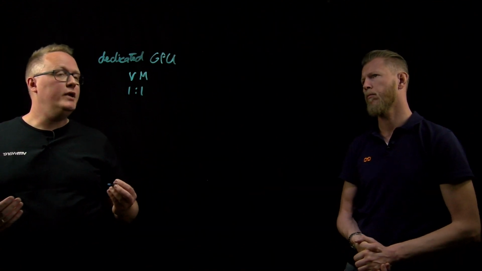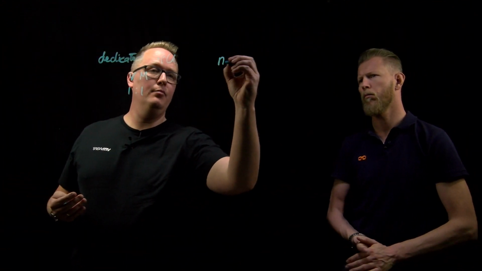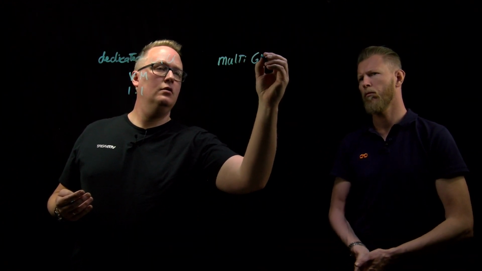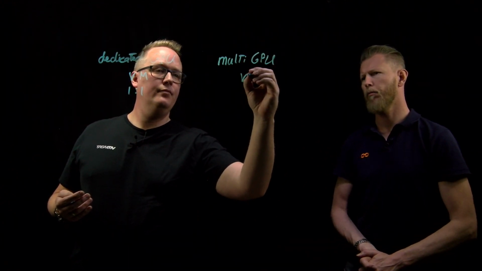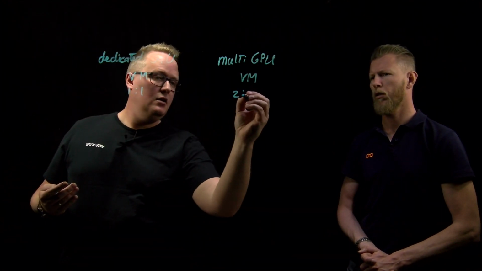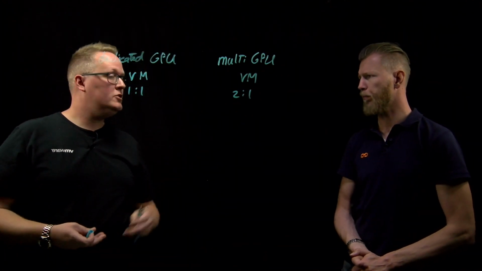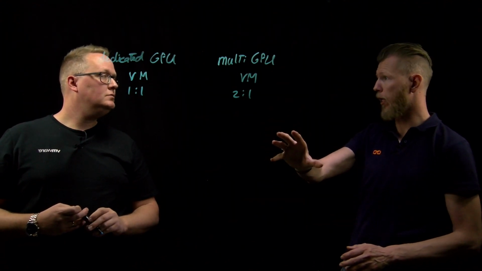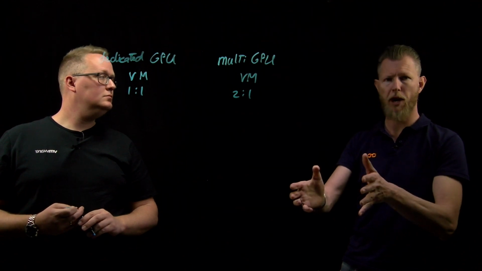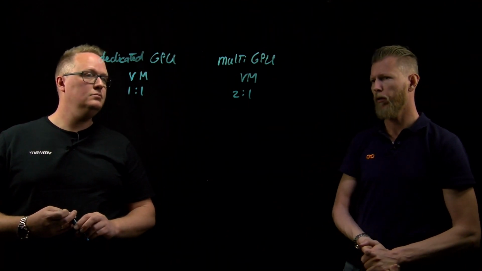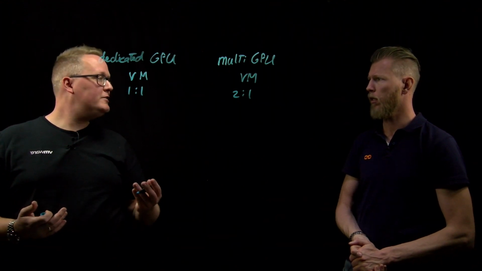So the other option we have is to have multiple GPUs for a VM. So that's like a 2-to-1, whatever is required. So possibly multiple GPU cards, so physical GPUs with frame buffer allocated to a single VM. That's correct, yeah. I think it's a rather expensive solution.